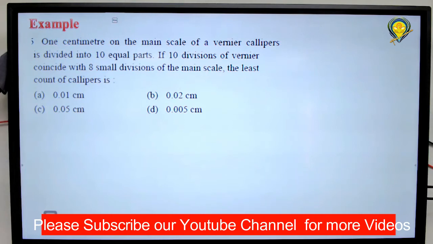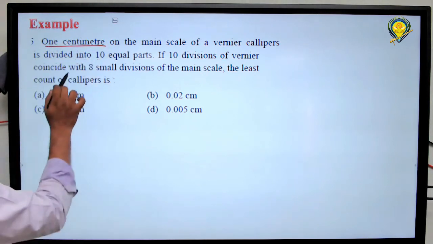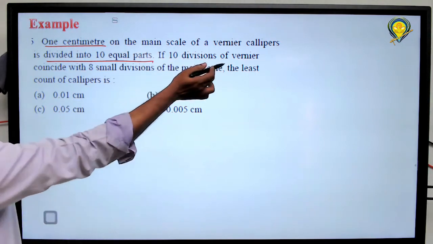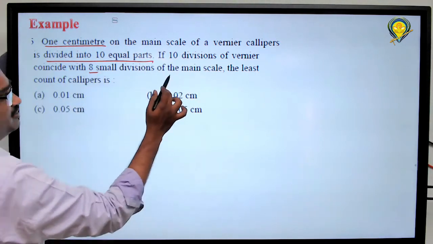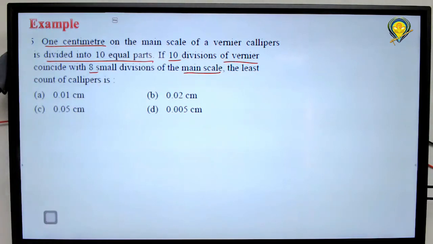1 centimeter on the main scale of a vernier calipers is divided into 10 equal parts. Next, 10 divisions on the vernier scale coincide with 8 divisions on the main scale. Then the least count is 0.02 centimeters. Same problem we already completed.